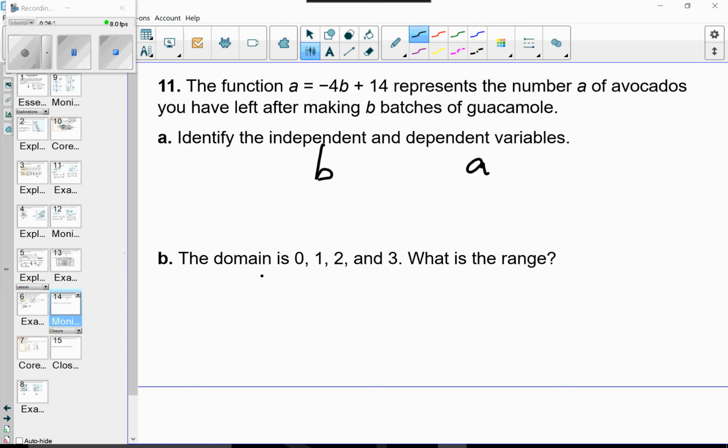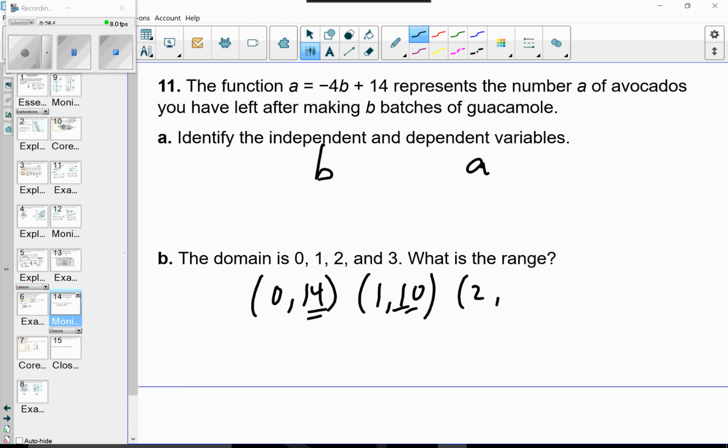So I know if I plug in a 0 for x, negative 4 times 0 is 0. 0 plus 14 is 14. So 14 is my range. Then I'm going to plug in a 1. If I plug a 1 in for b, negative 4 times 1 is negative 4. Negative 4 plus 14 is 10. So 10 is now my range.